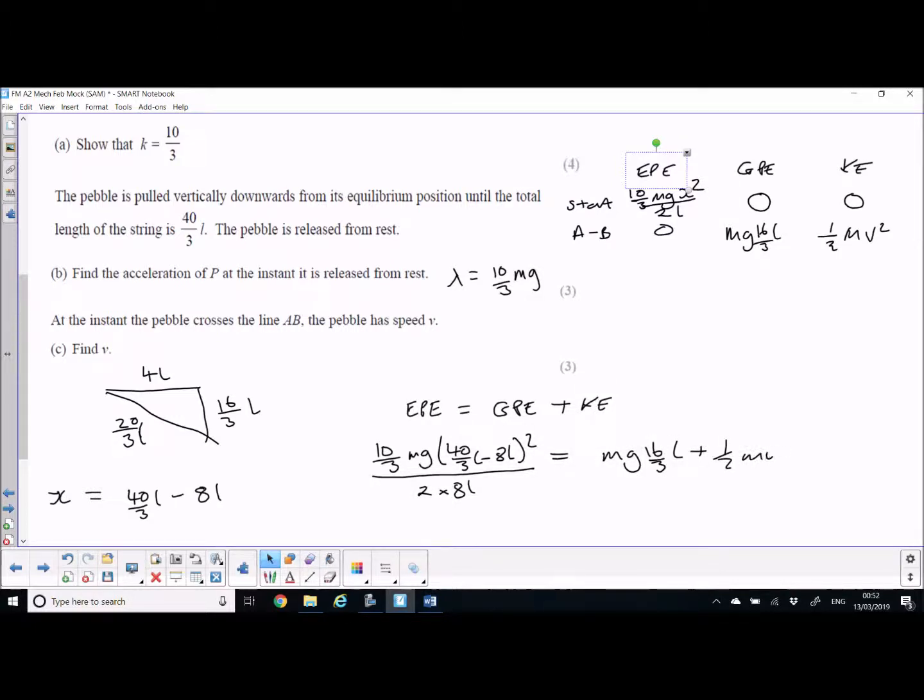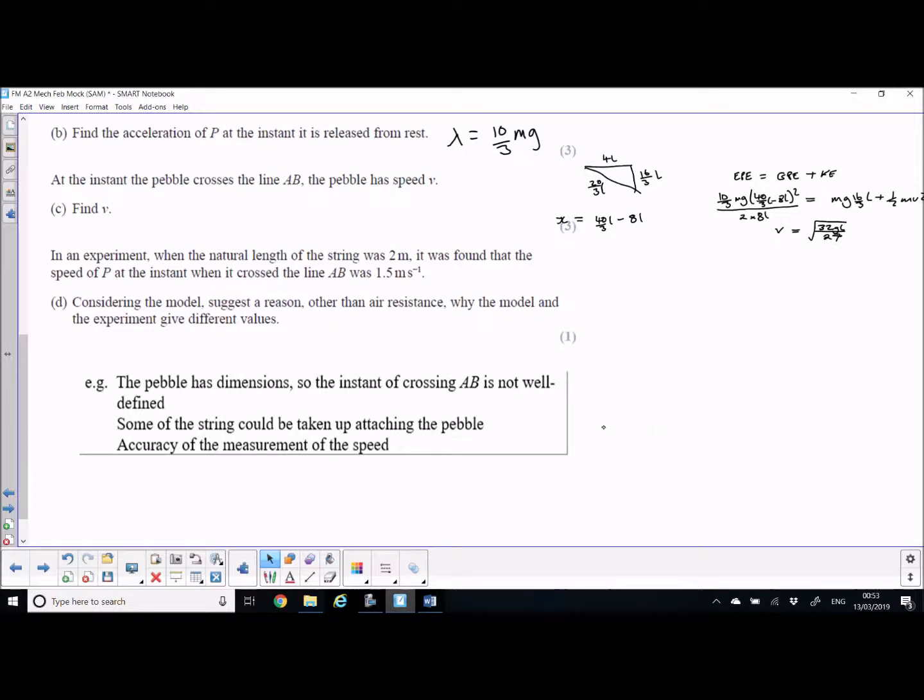You then need to do a bit of work expanding and rearranging, and you can get v to be the square root of 32gL/27, which admittedly doesn't look very nice, but that is the correct answer. Make sure you don't miss out the square root here, because it is square rooted over the g and the L as well. A few people only square rooted 32/27, and then you've ended up with the wrong answer.